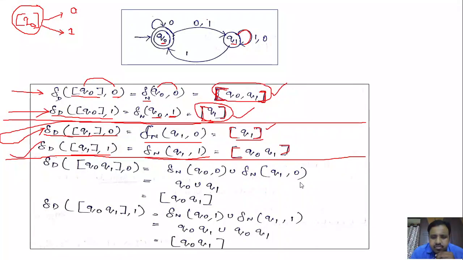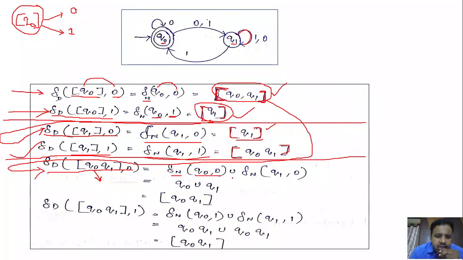Okay. So select Q0, Q1 and specify the transition on them. So delta D of Q0, Q1 comma 0. So how do we write it? Go to the NFA. Since we are having two states here, we have to perform the transition on each state individually by considering the NFA. So delta N of Q0 on 0 union delta N of Q1 on 0.